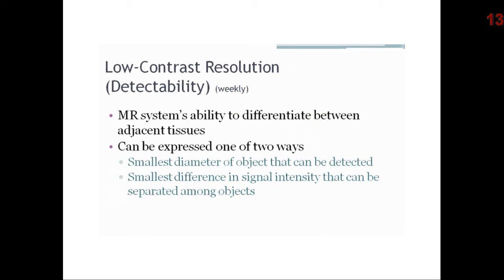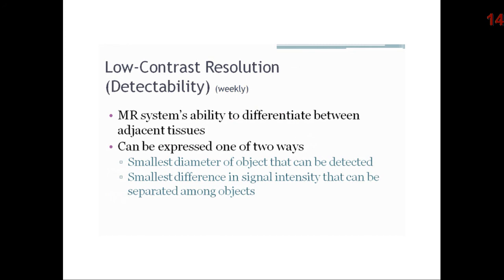Low contrast resolution is the measure of the MRI system's ability to differentiate between adjacent tissues having minimal differences in signal intensities. There are several factors that can affect low contrast resolution, including increased noise, ghosting artifacts, improper phantom positioning, RF coil malfunction, and improper use of image filters.